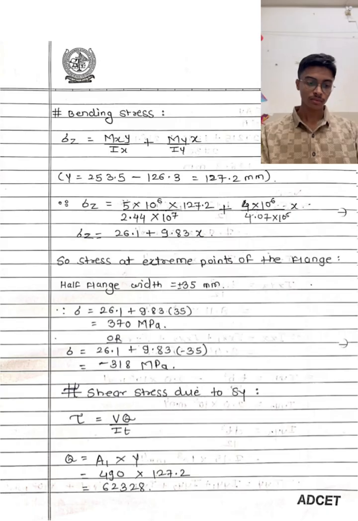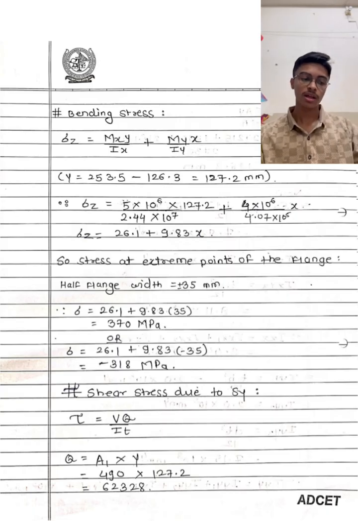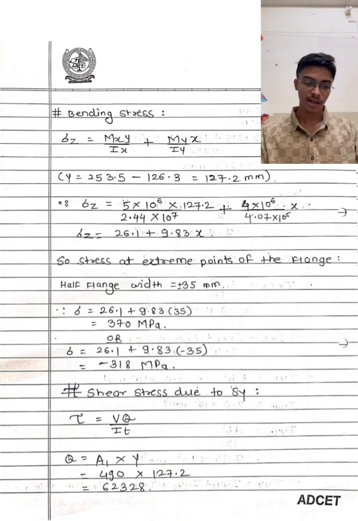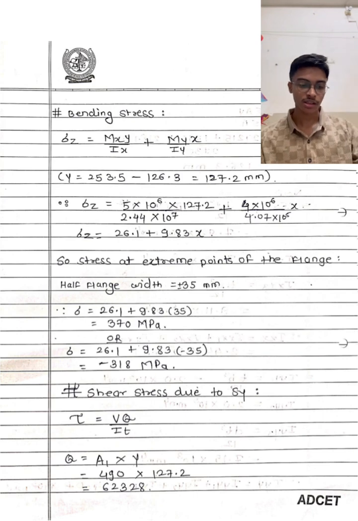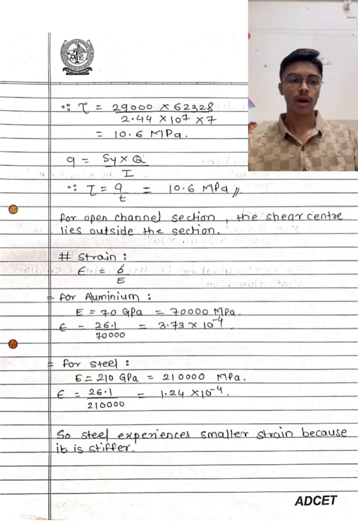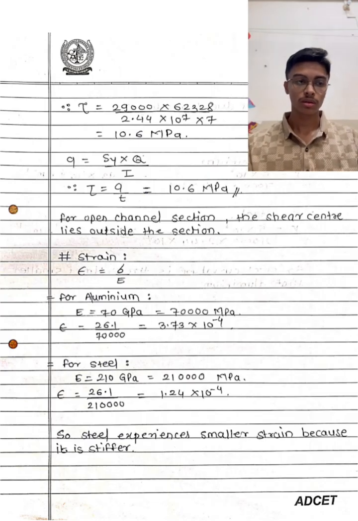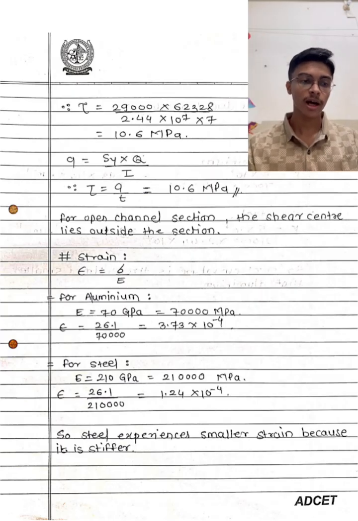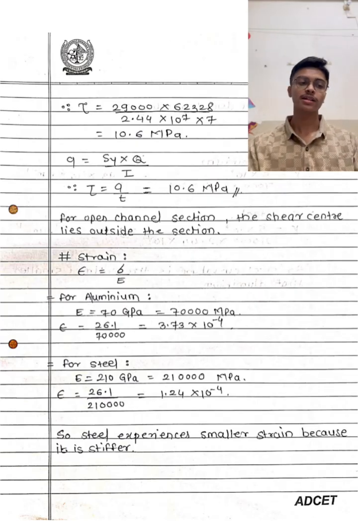After that, shear stress due to Sy will be tau is equal to Vq by It. We have Q is equal to A1 into Y, that is 490 into 127.2, that is 62,328. So tau will be 29,000 into 62,328 divided by 2.44 into 10 to the power 7 into 7. So we got 10.6 megapascal.